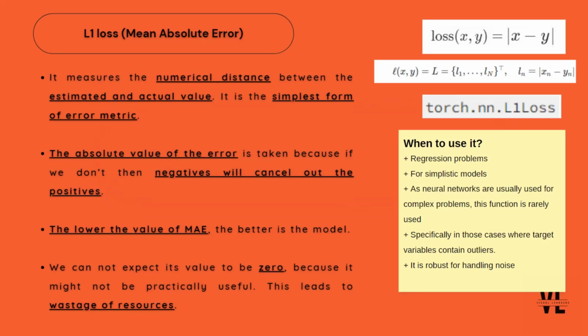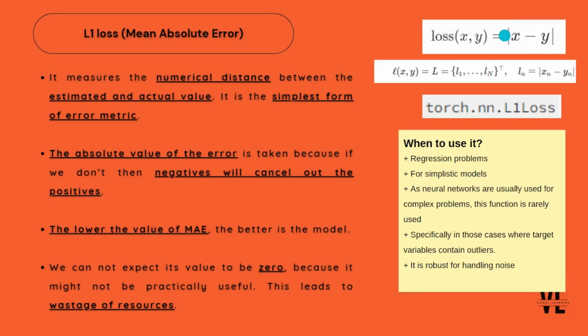First, let's start by explaining some of the regression losses used in PyTorch. The easiest kind of regression loss is known as L1 loss or mean absolute error. It measures the numerical distance between the estimated and actual value, and it is the simplest form of error metric. So if you define x as y hat, or y prediction, we're using a different notation than is used in most cases. We use y hat instead of x, but for now let's just assume x is a predicted output and y is our target value. We use the notation x mostly for input data.